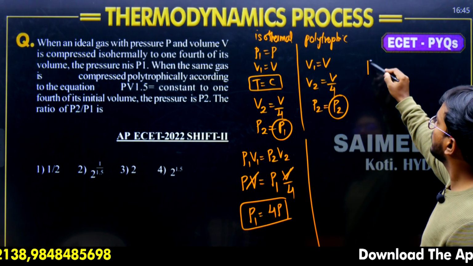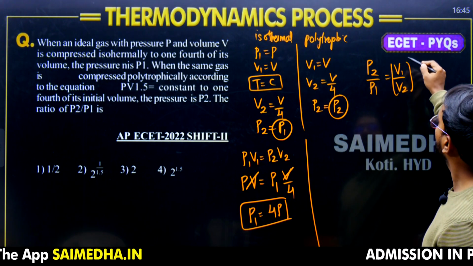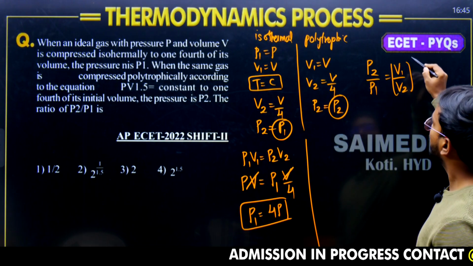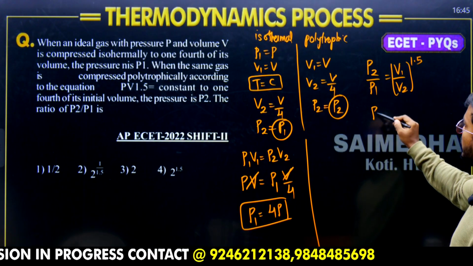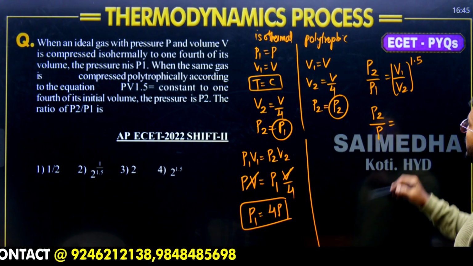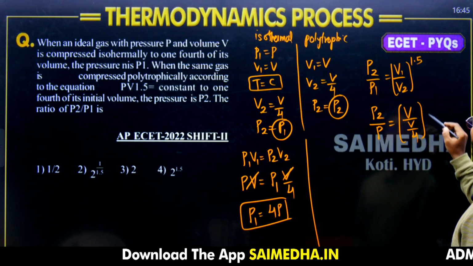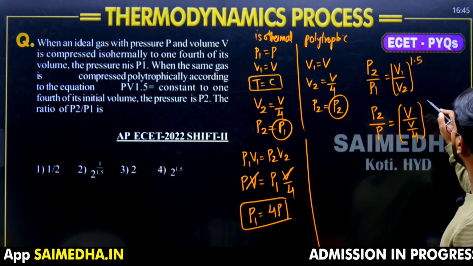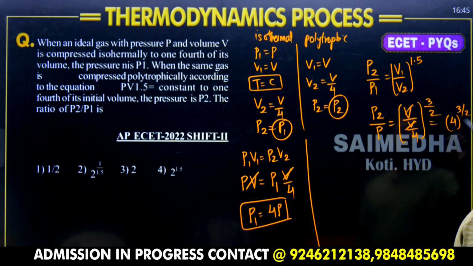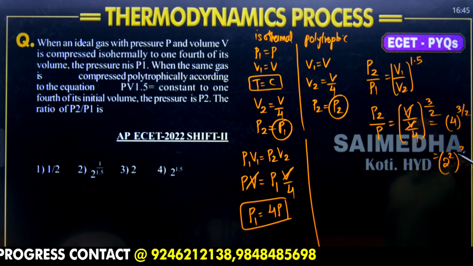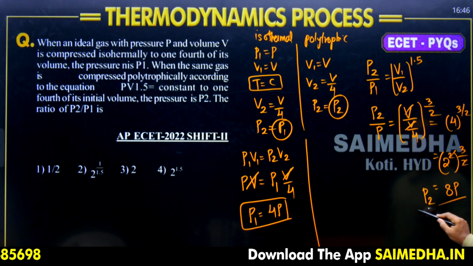Now the polytropic condition is what? P2 divided by P1 is equal to V1 divided by V2 whole to the power of gamma, or n we can say, and the value is given as 1.5. So here P1 is equal to P, V1 is equal to V, V2 is equal to V divided by 4, whole to the power of 1.5, 1.5 is 3 by 2. V gets cancelled, this is going to become 4 to the power of 3 by 2, that is 2 square to the power of 3 by 2, 2 to the 3, that is 8. So here P2 is equal to 8P.